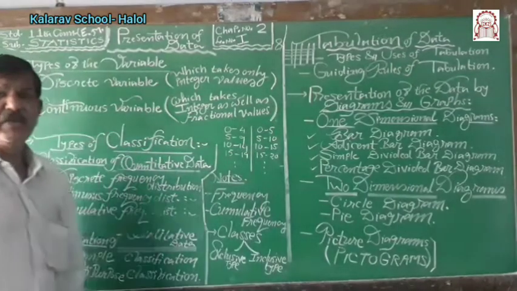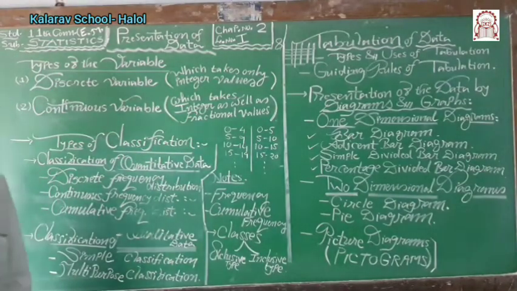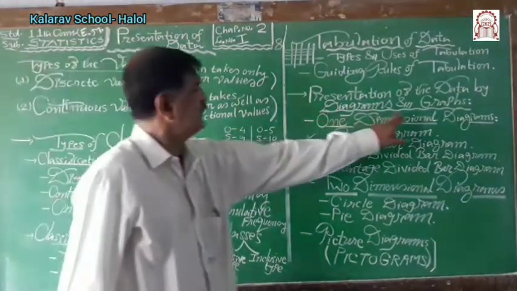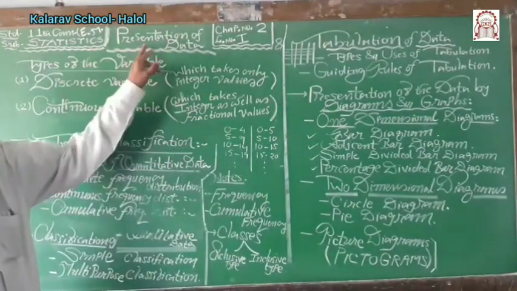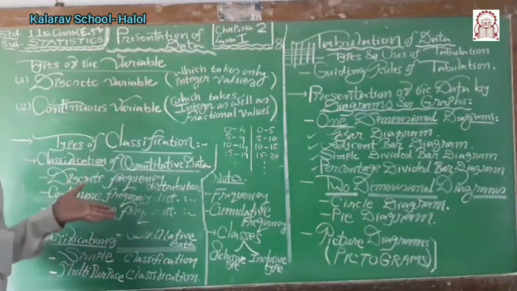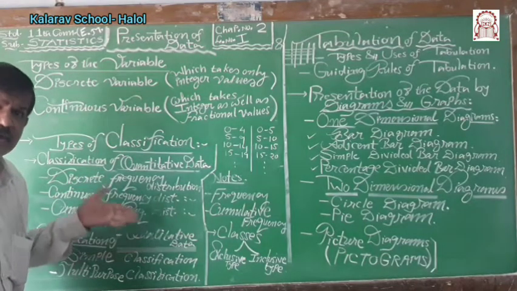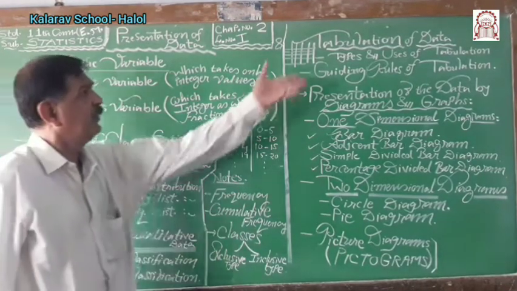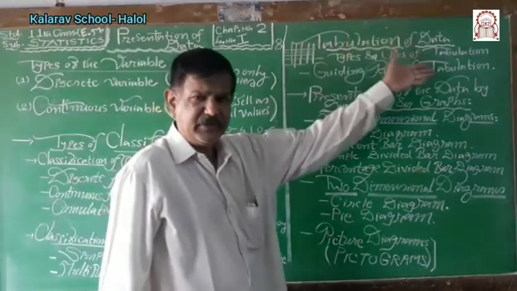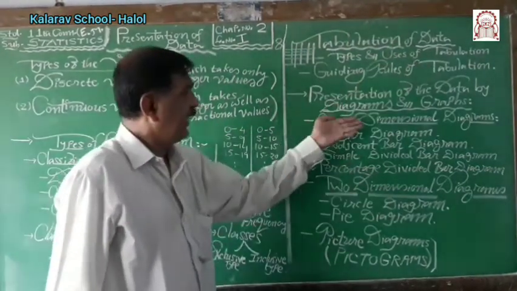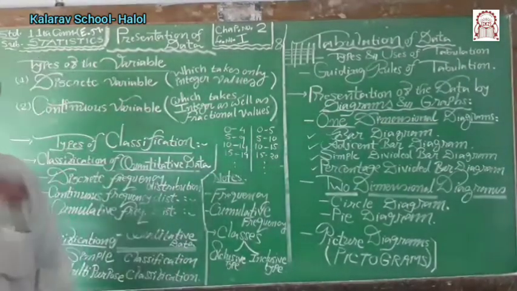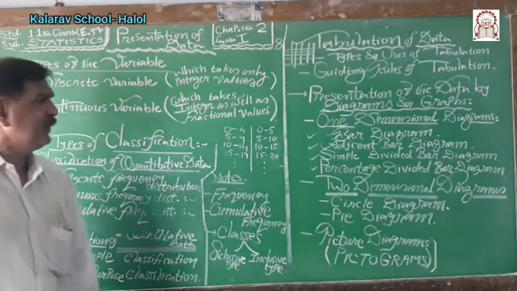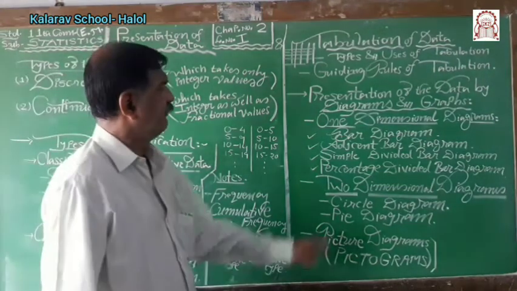Then data must be classified and presented with the help of diagrams and graphs. The name of the chapter is presentation of the data. Frequency distribution is also presentation of the data. Tabulation is also presentation of the data. Diagrams and graphs are also presentation of the data. They are the different means of presentation of the data.